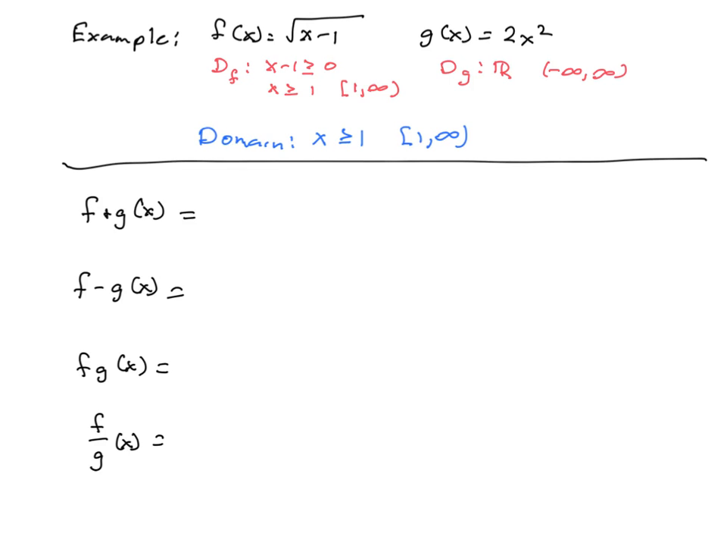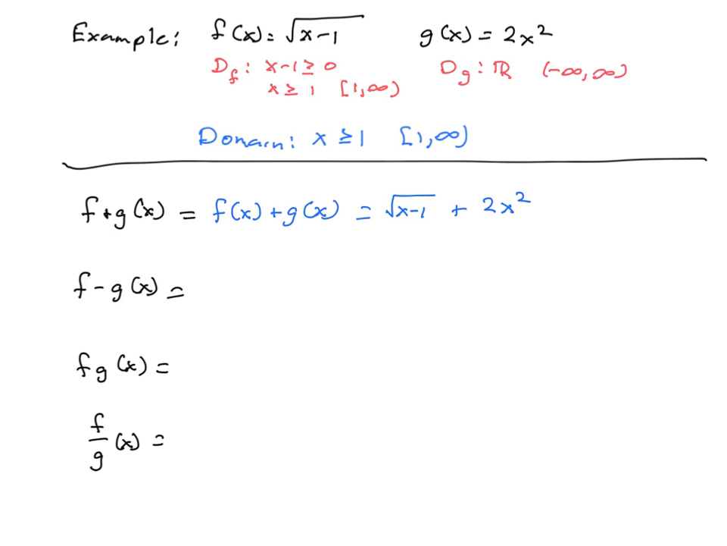Now the way this works, when I do f plus g of x, what that's going to end up being is where I take f of x plus g of x. That's what the notation tells us. And I know f of x is the square root of x minus 1, plus g of x, which is 2x squared.